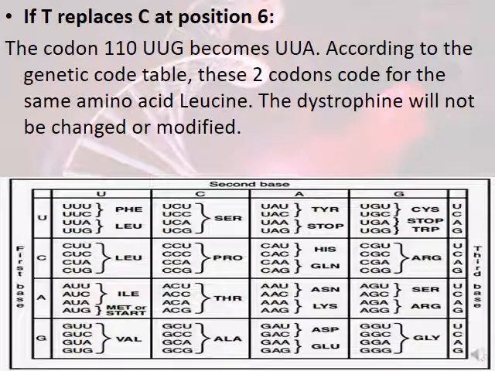Also, if T replaces C at position 6, the codon 110, UUG, becomes UUA. According to the genetic code table, UUG is leucine and UUA is also leucine. So both of them code for leucine. So the dystrophin will not be changed or modified. So this is a kind of silent mutation.